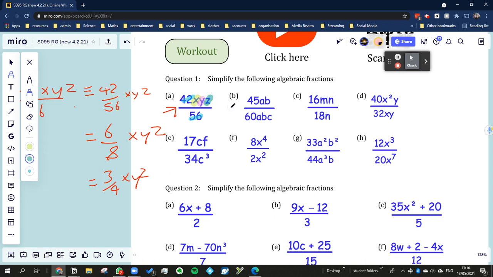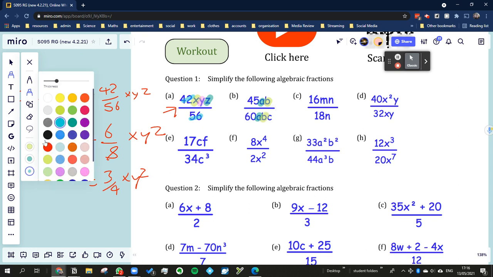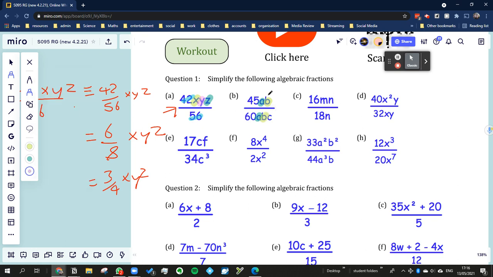If we go to some of these other questions though, we've got an a at the top, we've got a at the bottom. And then we've got a b at the top, a b at the bottom, and then you've got the numbers again. So we've got these numbers that can be collected. So with each one, you're looking at what are the like terms.